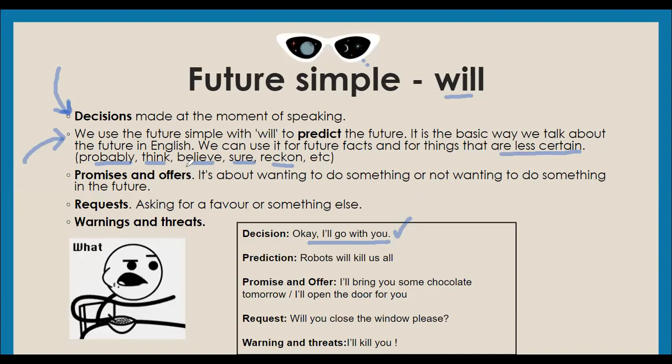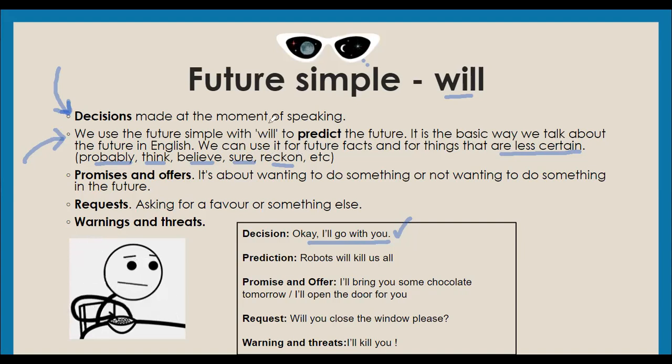For example, you can say, probably in the future we will visit Mars. Or in the future, I think we will travel to Jupiter. Or I believe that cyborgs will control the planet. Or I'm sure that cats and dogs will speak in the future. And I reckon is the same idea as I think. I reckon that humanity will disappear in 200 more years.